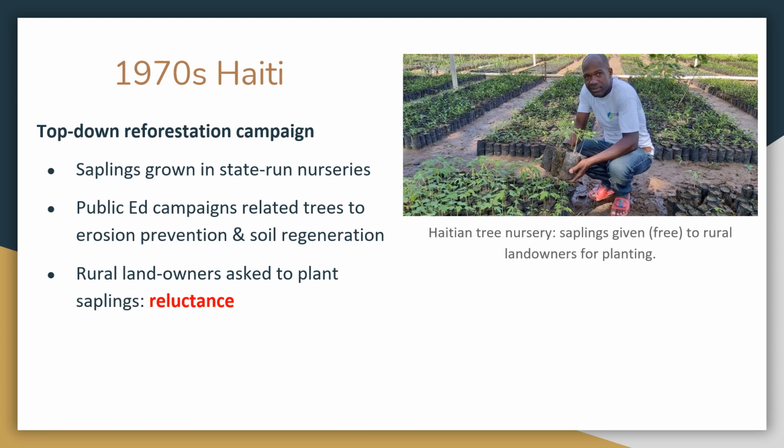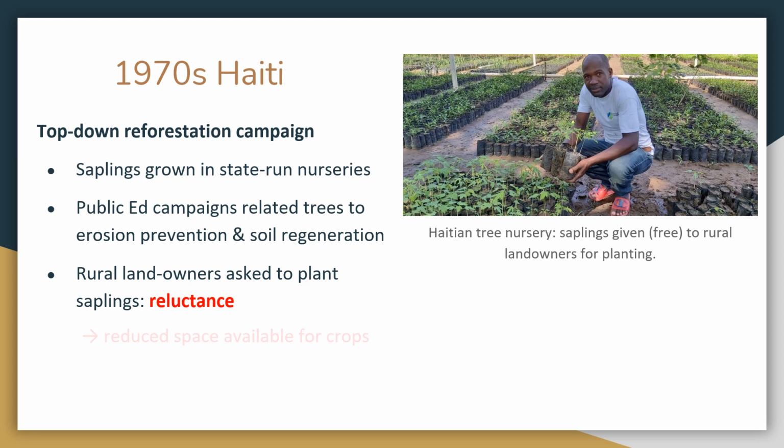Deforestation in Haiti was a notable problem, such that by the 1970s, the Haitian government attempted a variety of reforestation campaigns. These included the funding of state-run nurseries where saplings were cultivated, public education programming relating trees to erosion prevention and the hope of soil regeneration, which could increase crop yields for farmers. And rural landowners were asked to plant these saplings, but they were reluctant to do so. And these top-down government reforestation efforts failed miserably.